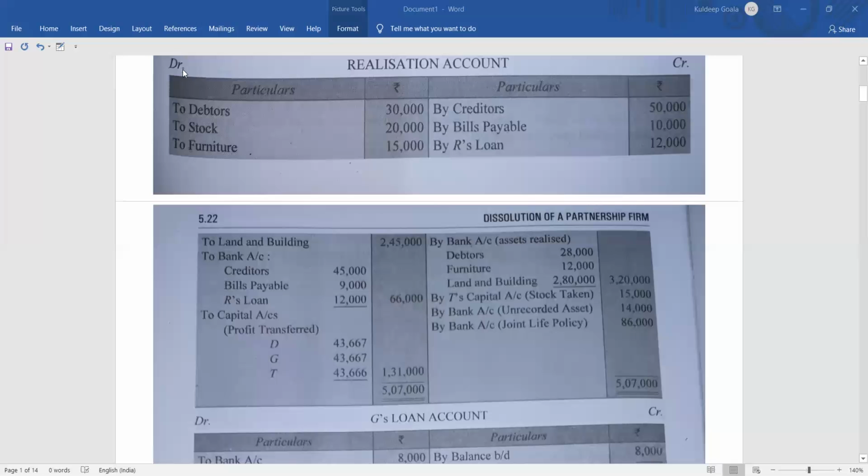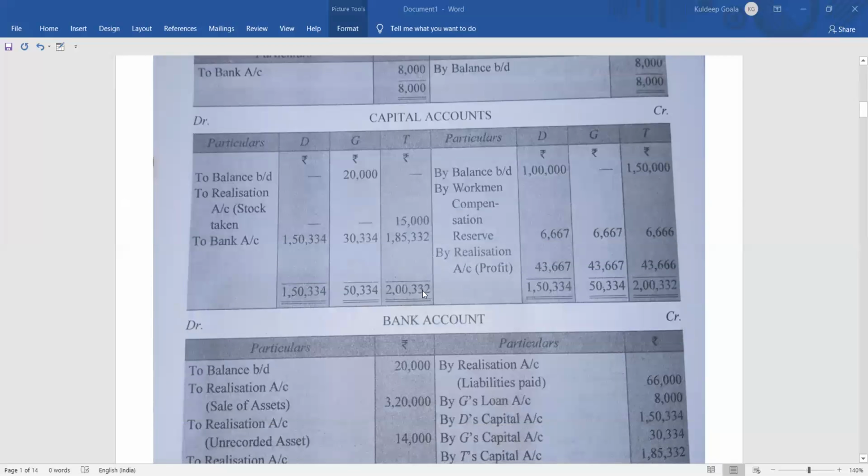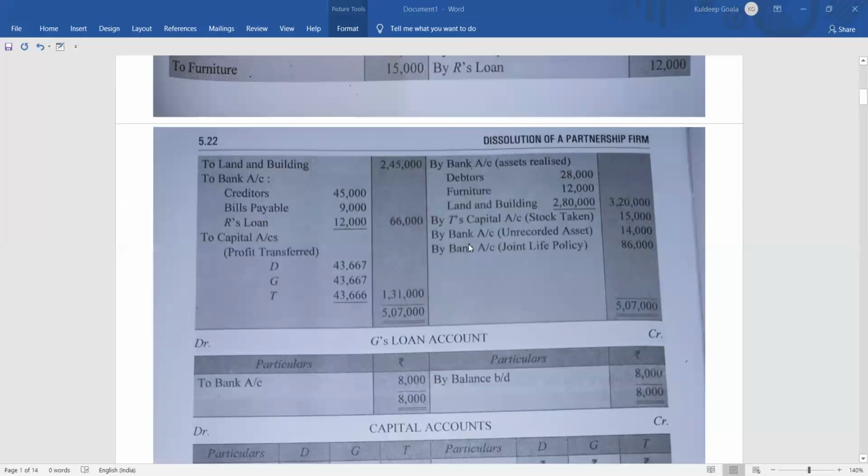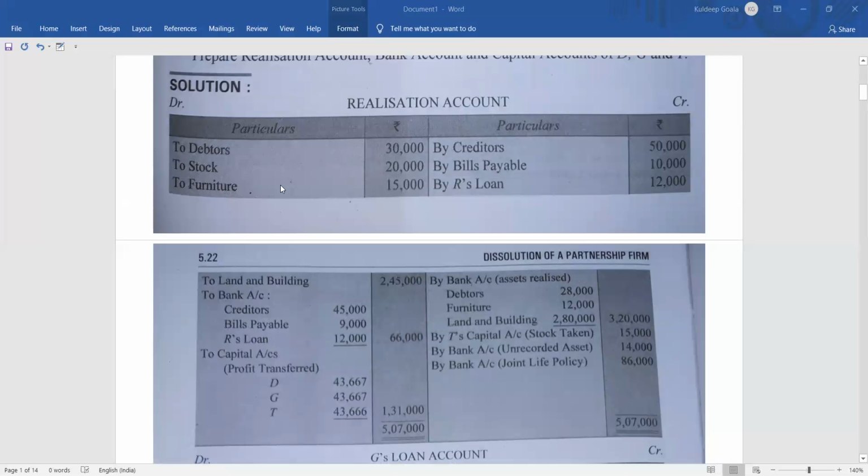In the debit side of the realization account, we can see there is a bank. To bank, how much? 66,000. So it will come in the bank as by realization, because the journal entry was: realization account debit to bank. So in the bank credit side, by realization account, liabilities paid 66,000. Then there is no other thing in the debit side.